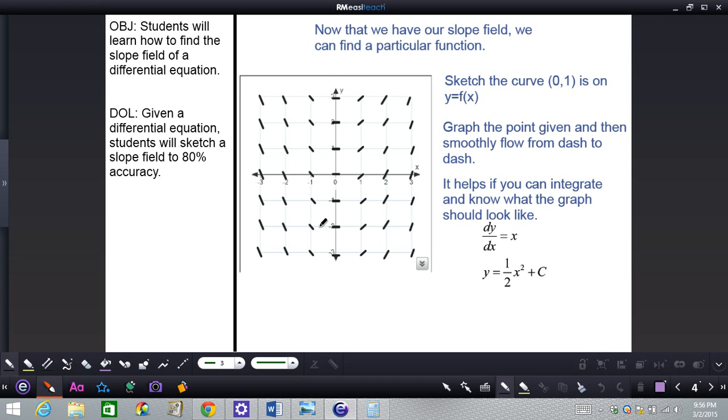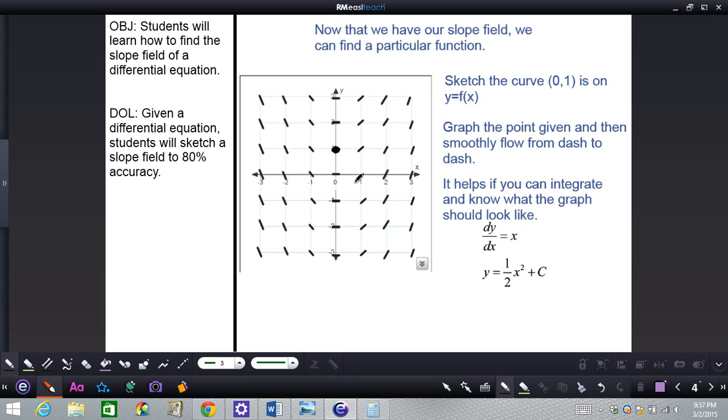Okay, so this again, it's a bigger slope field, but that's okay. We can do it. You can use your notes with your smaller slope field. This says sketch the curve through 0, 1. Okay, graph the point given. Well, we're going to go to 0, 1. That's right here. We're going to graph the point.